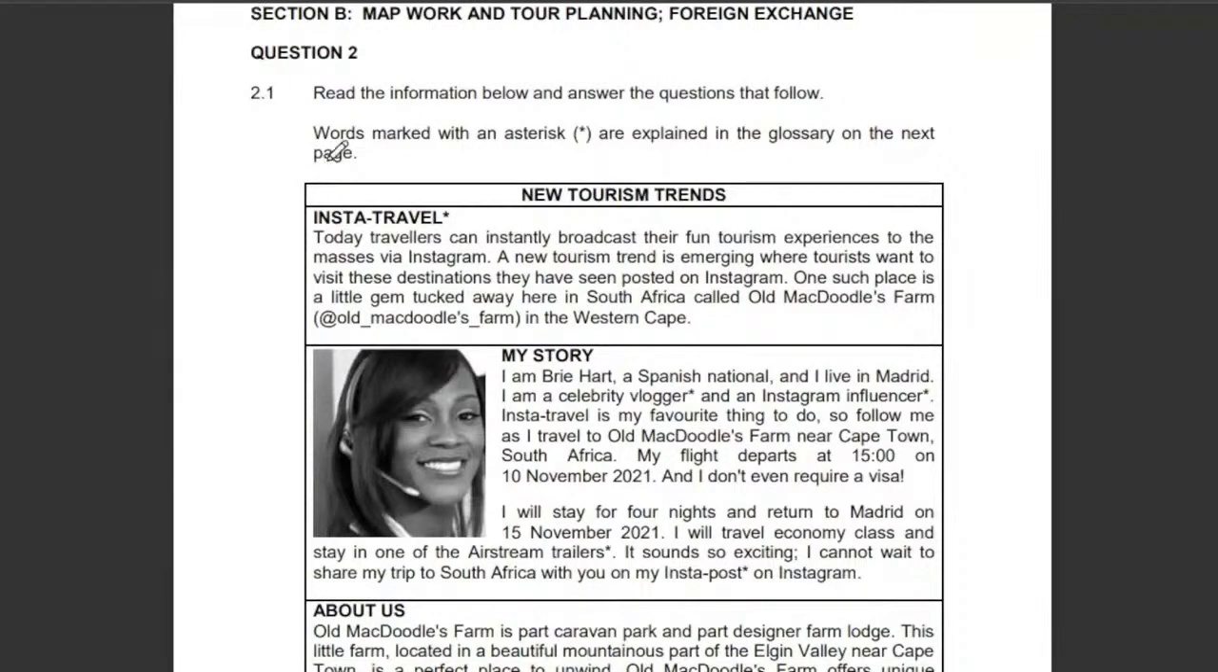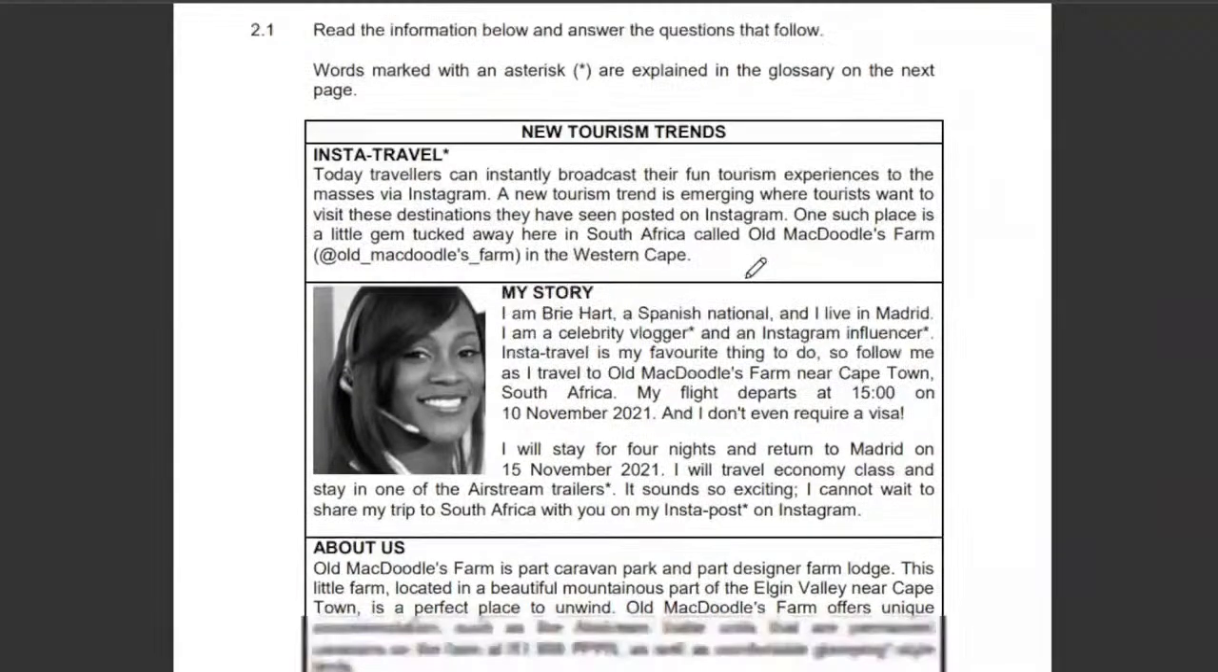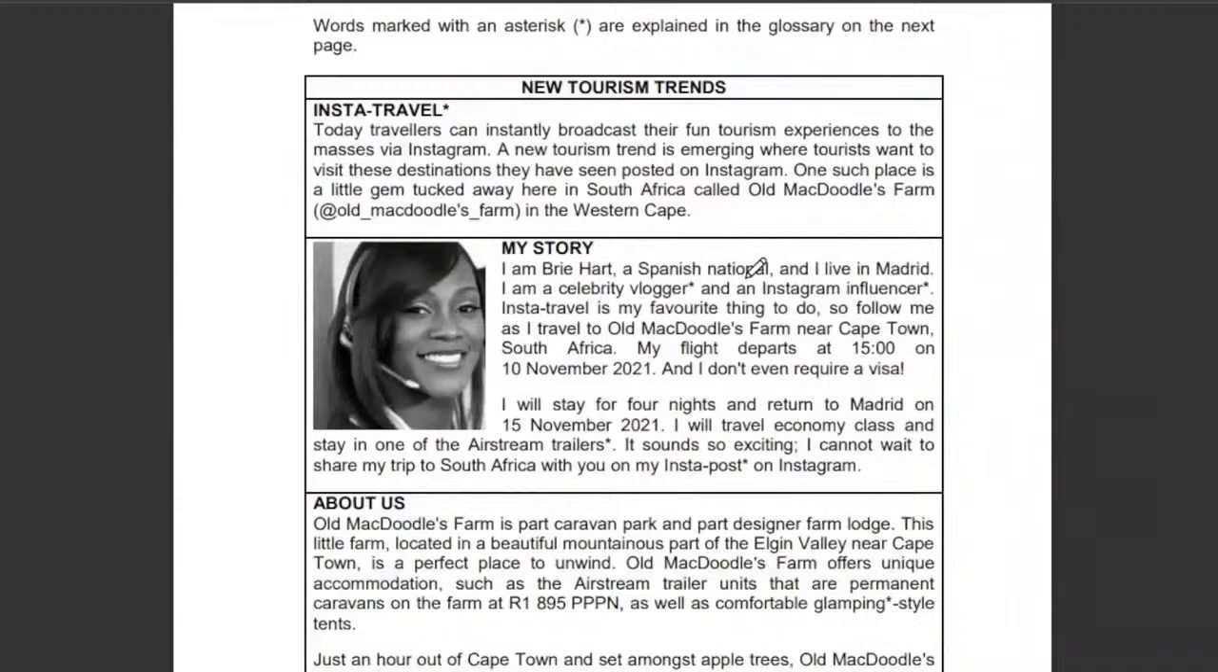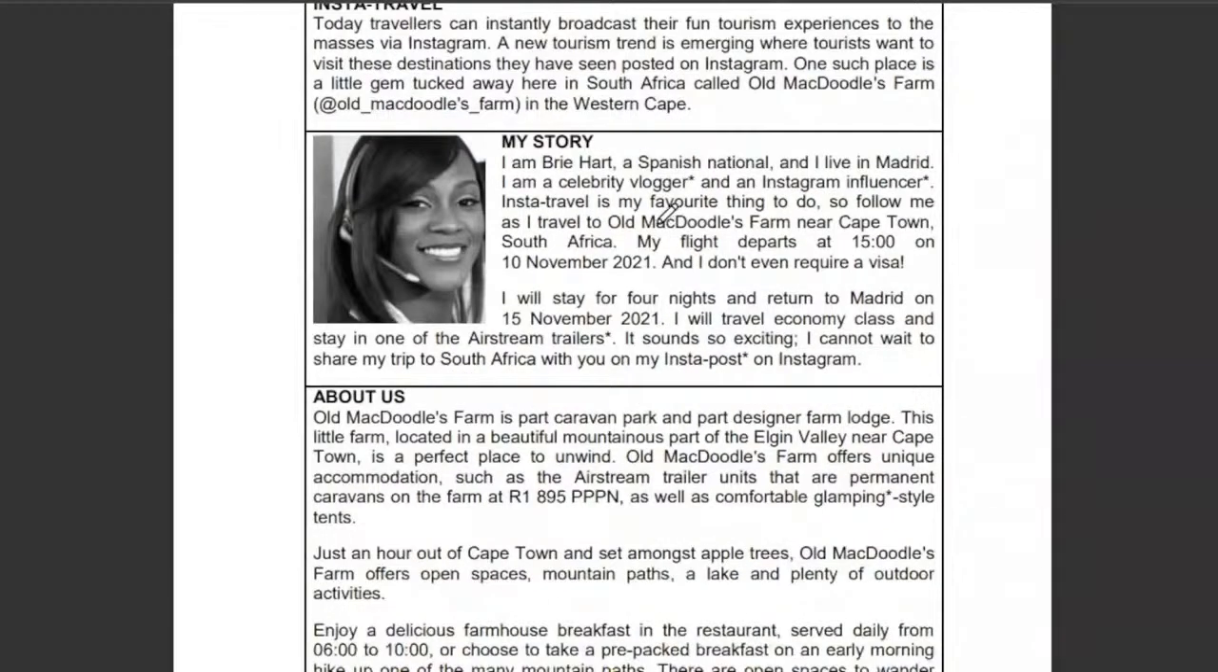Insta travel. Today, travelers can instantly broadcast their fun tourism experiences to the masses via Instagram. A new tourism trend is emerging where tourists want to visit these destinations they have seen posted on Instagram. One such place is the little gem tucked away in South Africa called Old McDoodoo's Farm, which is also known as at Old underscore McDoodoo's Farm in the Western Cape.